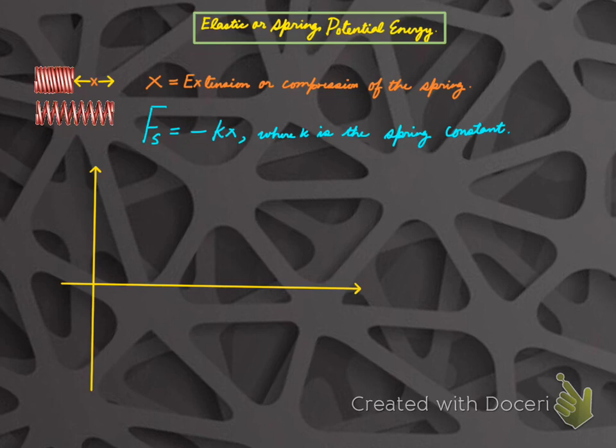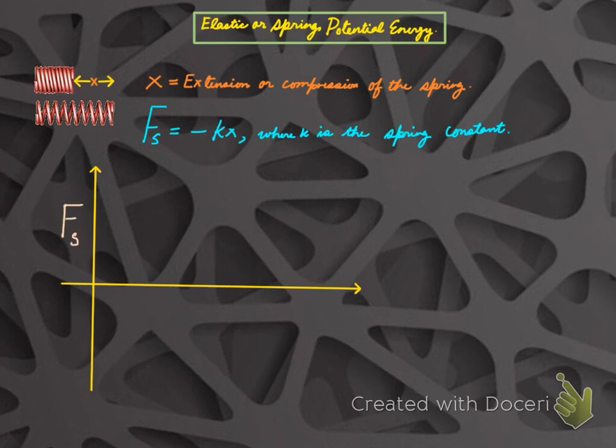Now, as you can see, this force is a variable force. So as x changes, the spring force changes. So it is not possible in this case to directly apply the formula work equals force times displacement times cosine of the angle. So what are our options? What we do is we draw a graph of the force, and the area between the graph and the x-axis is going to be the work done by the force.